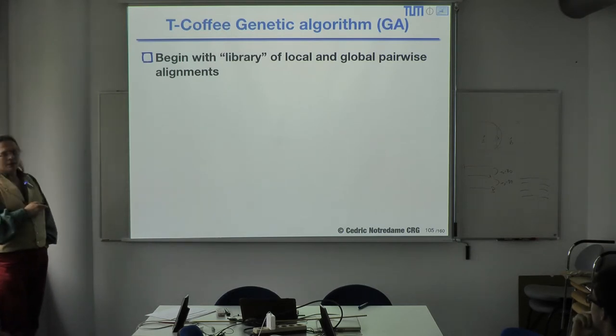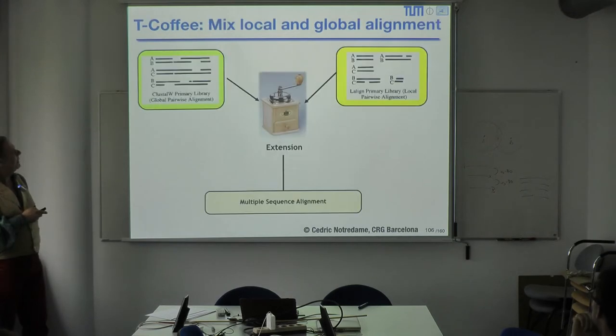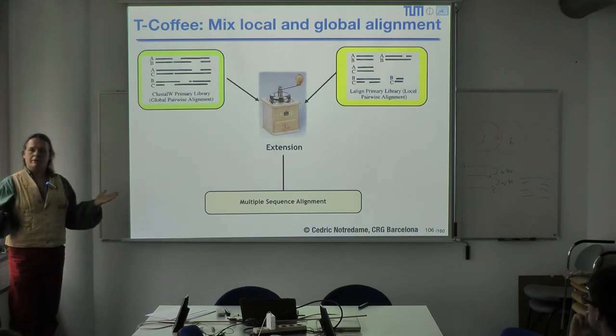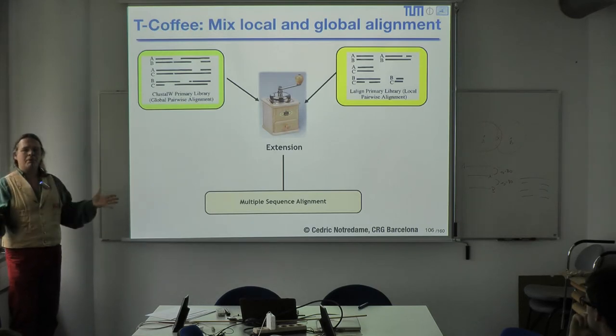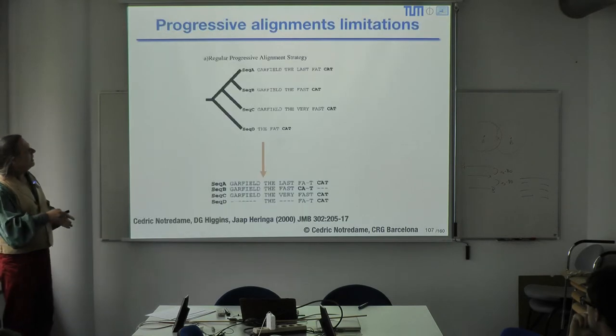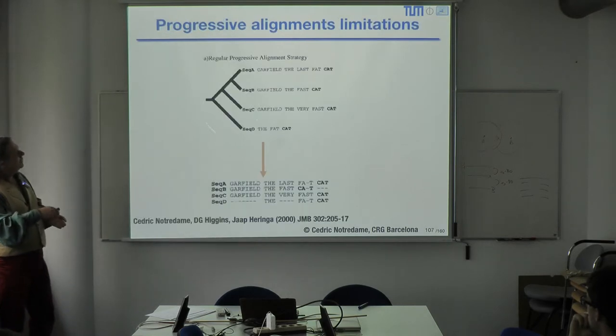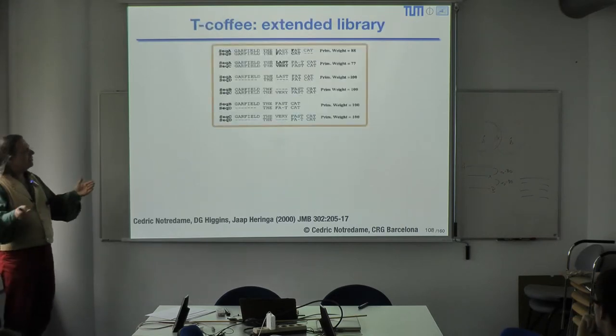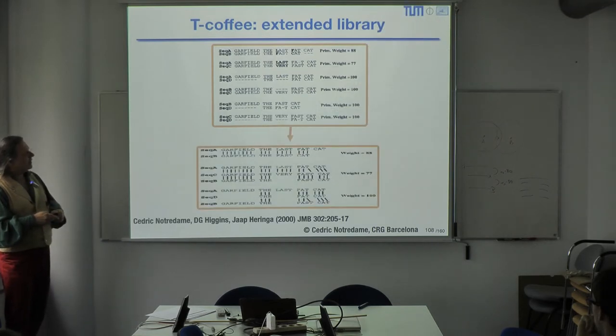So you begin with a library of local and global pairwise alignments, and put them into this grinder, the coffee grinder. Now, the coffee grinder is going to do the genetic algorithm. So it's going to simply do the repairing. The repairing allows you to get from the regular alignment to something that in fact reflects reality better because you can randomly regroup local regions.